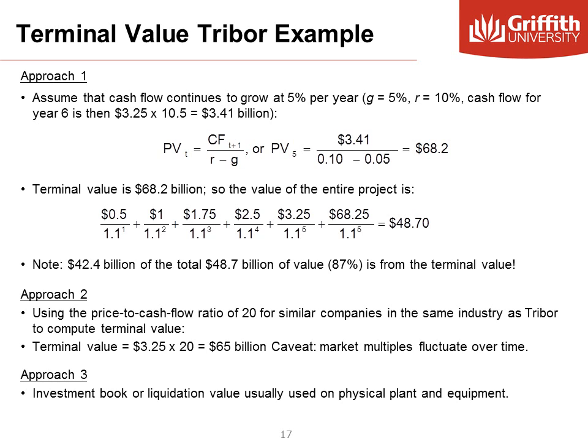In our example, we are not given any info regarding the book value or the liquidation value of the project. This third approach is most used when the investment involves physical plant and equipment, where the depreciated book value is assumed to be zero or the liquidation value can be zero, positive or negative.